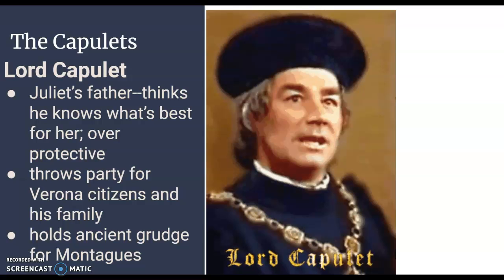So the first person we're going to look at is Lord Capulet. This is Juliet's father, and he thinks he knows what's best for Juliet, but this makes him overly protective. Another thing about Lord Capulet is he loves to party. I think every year he throws this huge party for all of Verona and his family, minus the Montagues. The Montagues aren't invited, obviously. And he holds an ancient grudge against the Montagues. Again, no one remembers why this thing started. It just is.